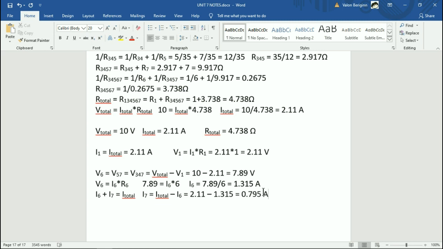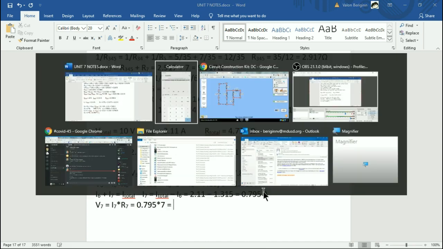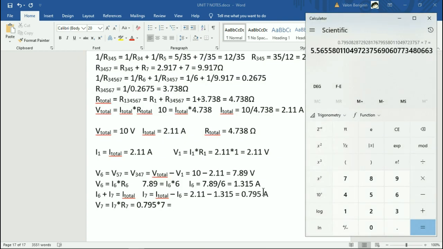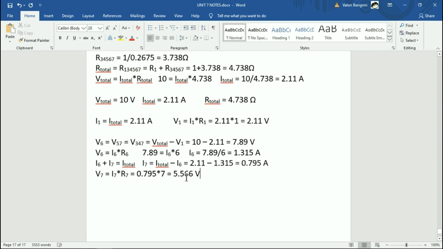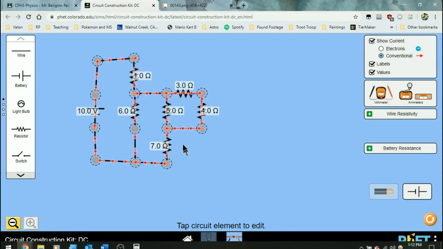And again, now that I have I7, I can find V7. So I have I7, 0.795, times 7. I'll just do 5.565. Nah, I should be accurate, 5.566. Okay, there's my voltage crossing 7. Now I have the voltage crossing 7.